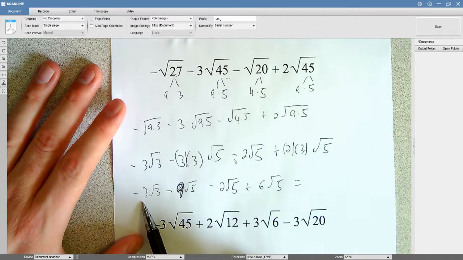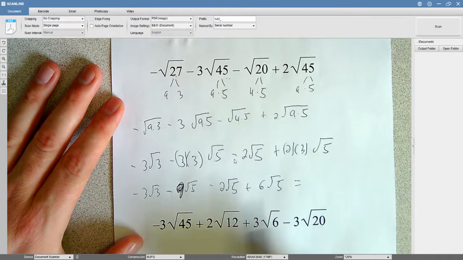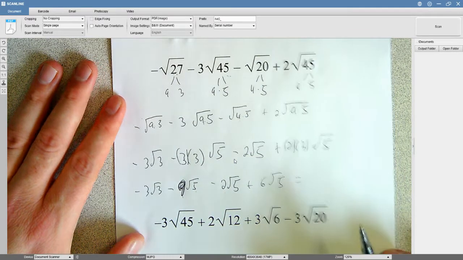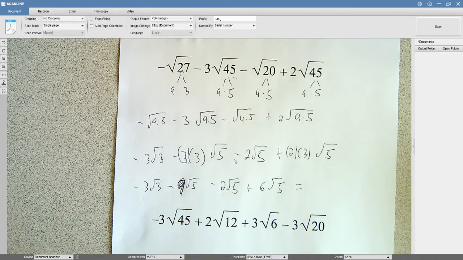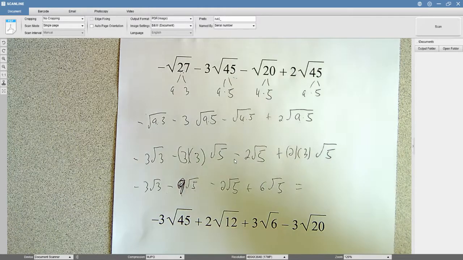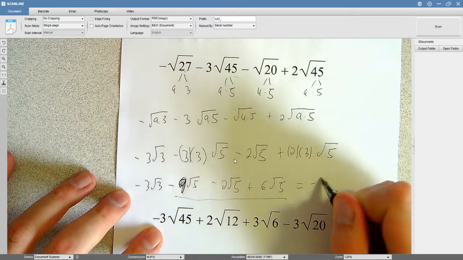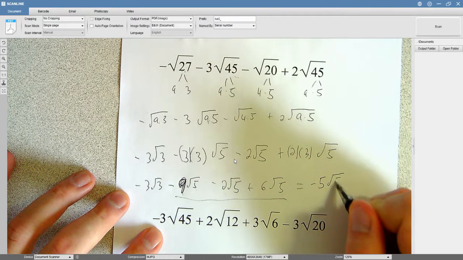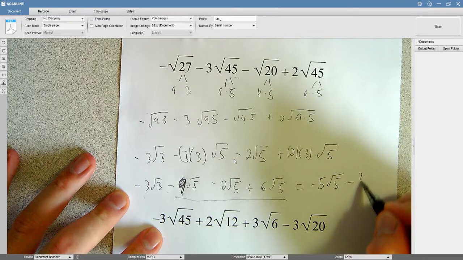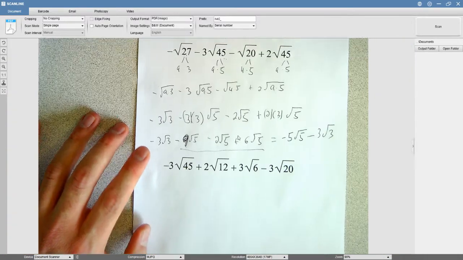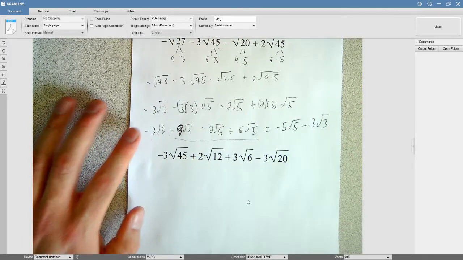And then we look, there's no other square root 3's. These are all square root 5, so minus 9 minus 2 is minus 11 plus 6. That's negative 5. So all three of these terms become negative 5 root 5 minus 3 root 3. All right, I think we're going to call it there. Well, we could do one more problem, actually.